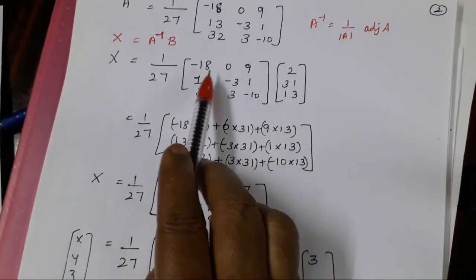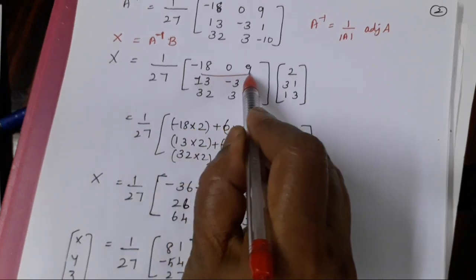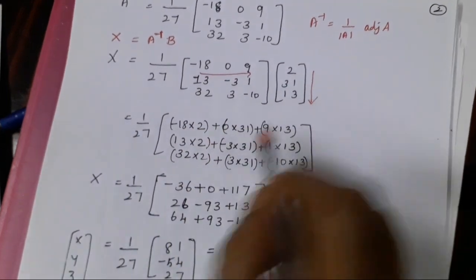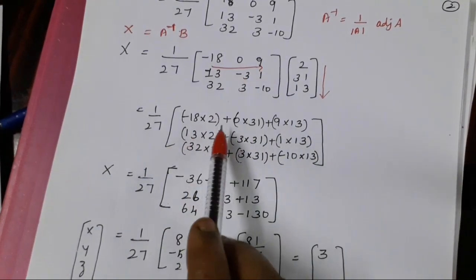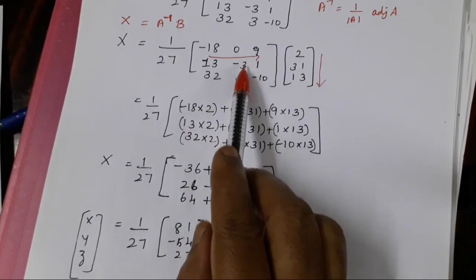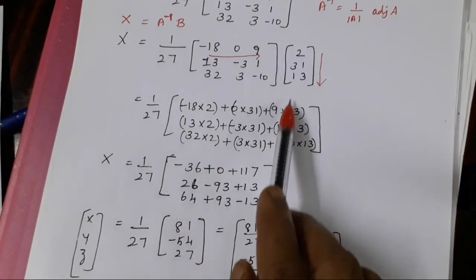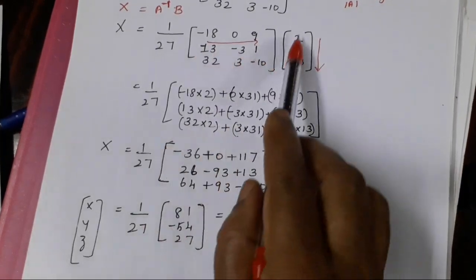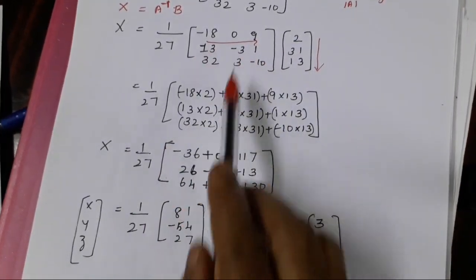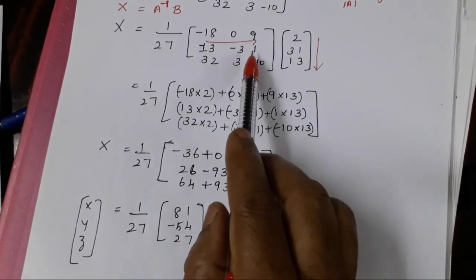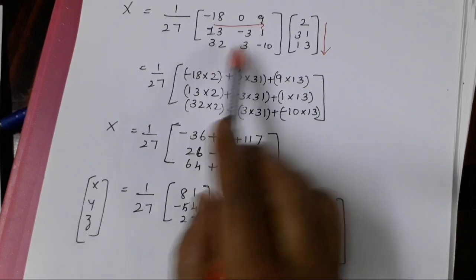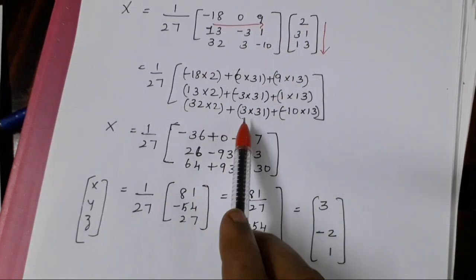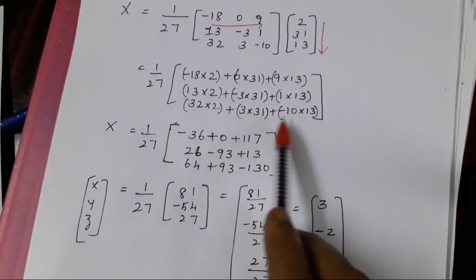So 1 by 27 into this, also using matrix multiplication. First row with the first column: minus 18 into 2, plus 0 into 31, plus 9 into 13. Similarly, second row with the first column: 13 into 2 plus minus 3 into 31 plus 1 into 13. Similarly, third row with the first column: 32 into 2 plus 3 into 31 plus minus 10 into 13.